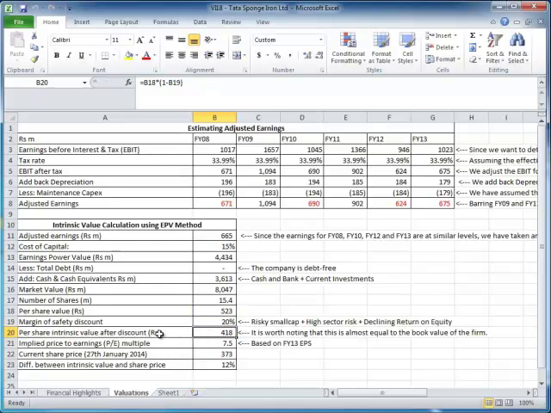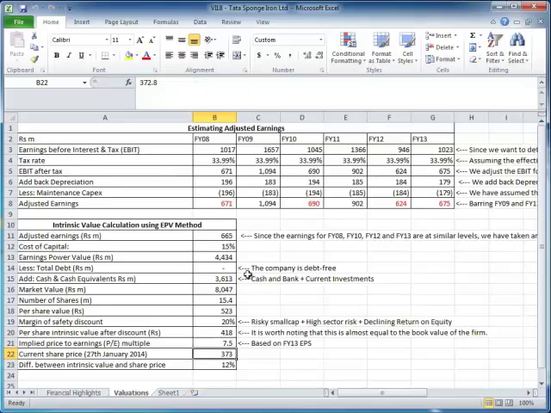We get the per share intrinsic value after the discount. Effectively, this is what we will say is the value of the company once we've taken into account the margin of safety. One thing worth noting is that it's almost equal to the book value of the firm. This tells us that once we take into account the margin of safety discount, it's effectively as if the company's earnings are equal to its cost of capital. Then we also get the implied price to earnings ratio multiple, which is 7.5, and we've taken this based on the 2013 earnings per share.